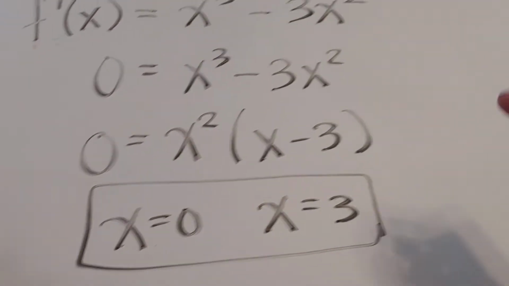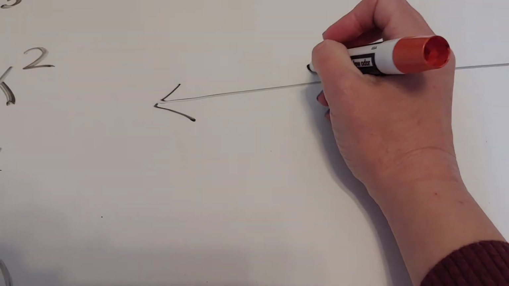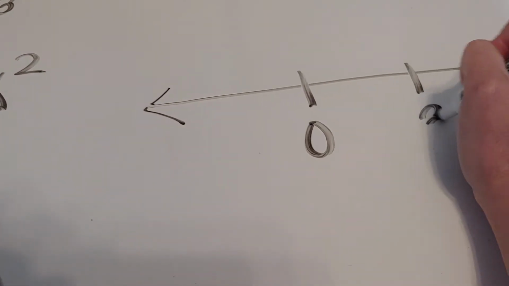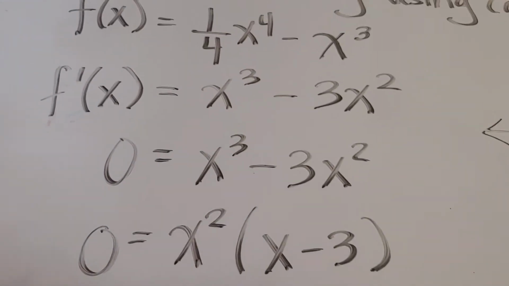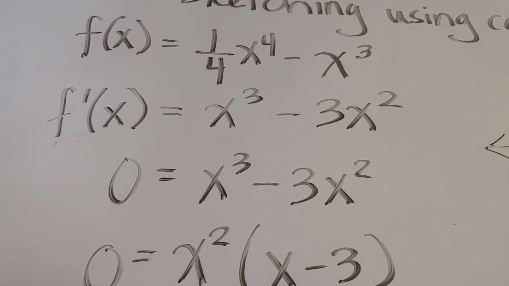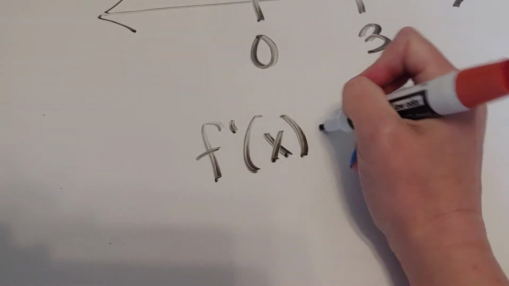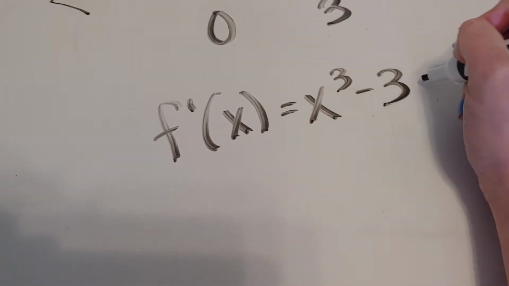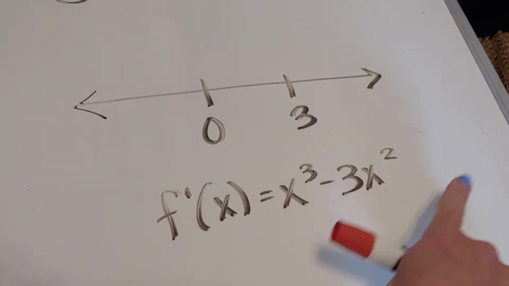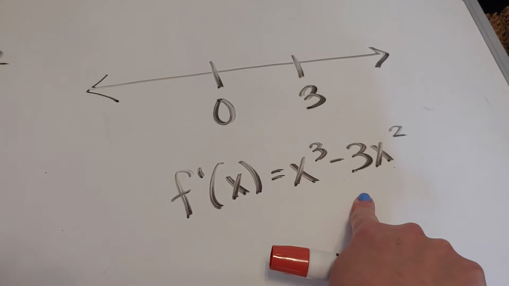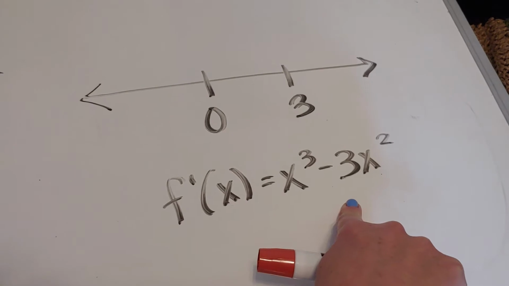To do that, we're going to do a number line, and I'm going to plot 0 and 3 because those are my 2 critical numbers. Now my first derivative, let's make sure we've got that: x cubed minus 3x squared. I want to plug in either side of these critical numbers and see if I get a negative number or a positive number. If it's negative, it means it's decreasing. If it's positive, it means it's increasing.